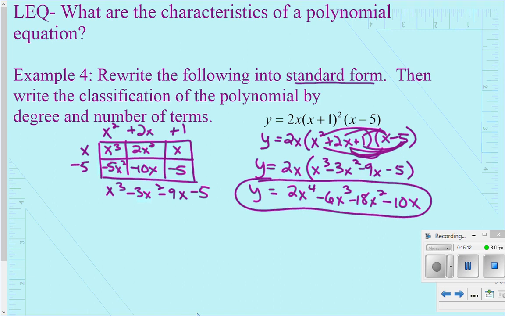So now that I have the equation in standard form, all I have to do is classify by degree and number of terms. So the degree is 4, and the number of terms, there are 4 terms. So I would call this a quartic polynomial of 4 terms.